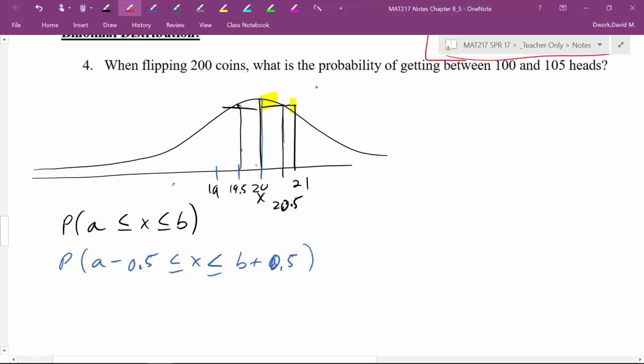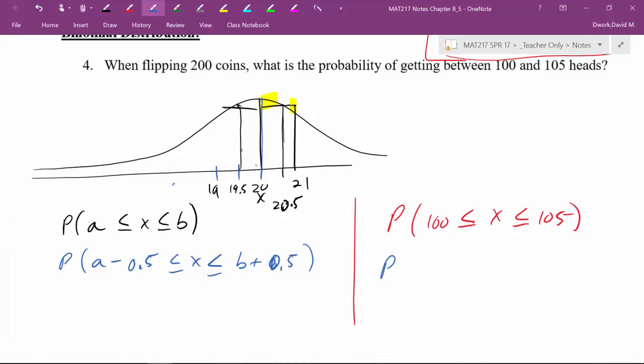When flipping 200 coins, what is the probability of getting between 100 and 105 heads? Okay, so 100 to 105 heads. So you see, there we go. Same setup as before, but now we're going to say to ourselves, is this a binomial? Can I get a half? No, you either get 100 or 99 or 98. You can't get a half.